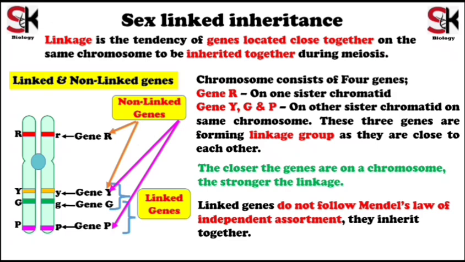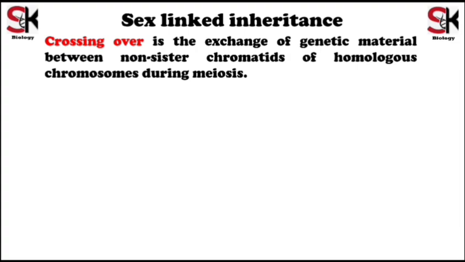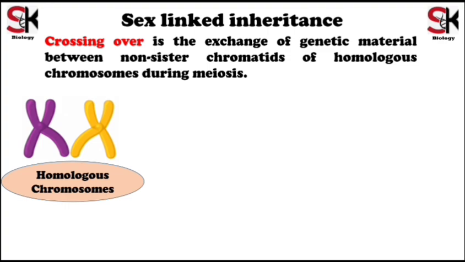Second concept we need to understand is crossing over. At the time of meiosis, homologous chromosomes exchange genetic material by the process of crossing over. Look at this picture to understand crossing over concept. Here I have shown a pair of homologous chromosomes. One chromosome is yellow and other is purple.